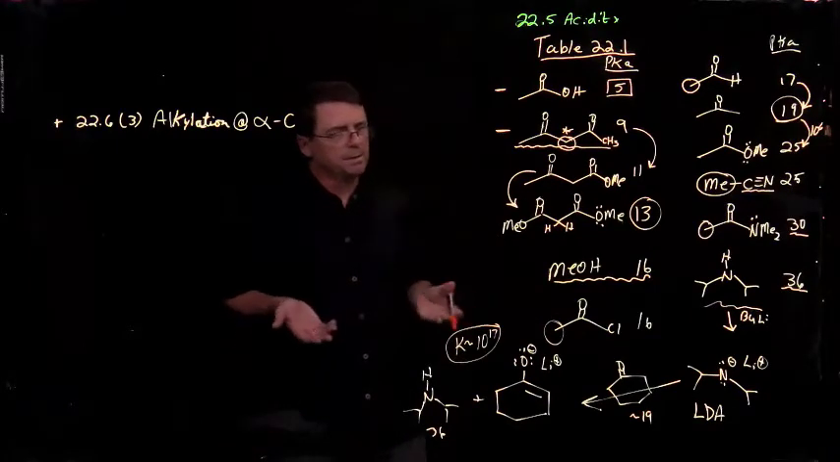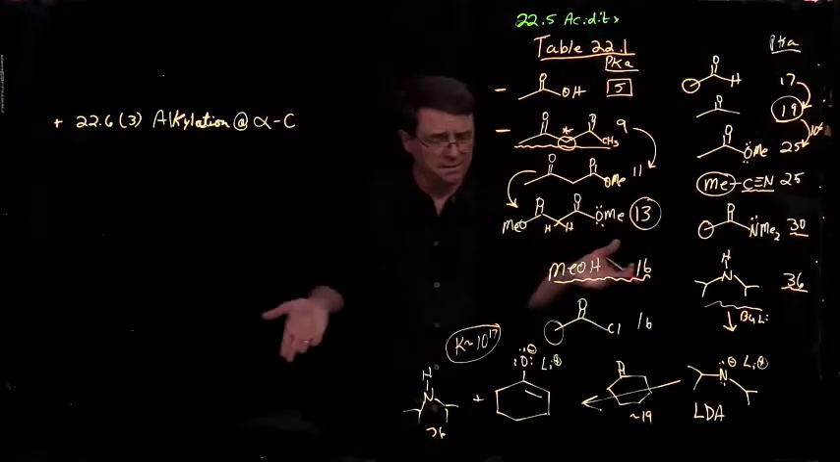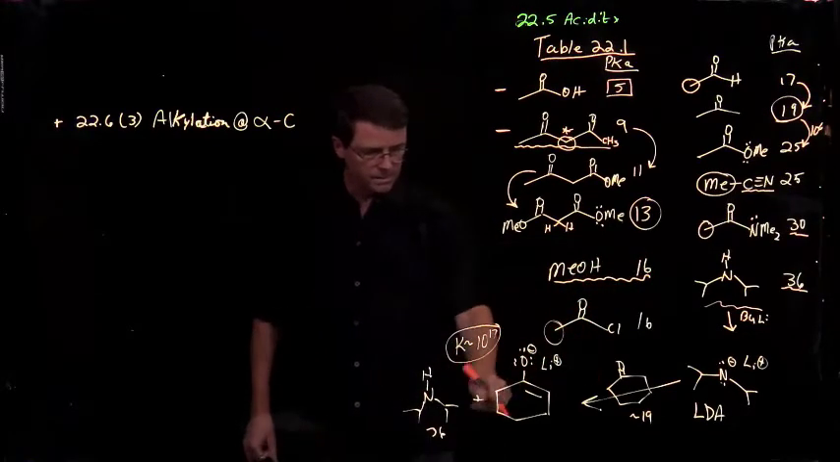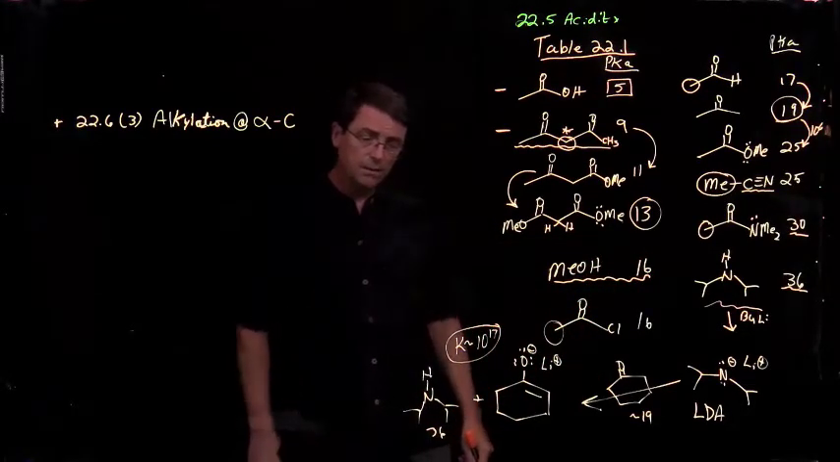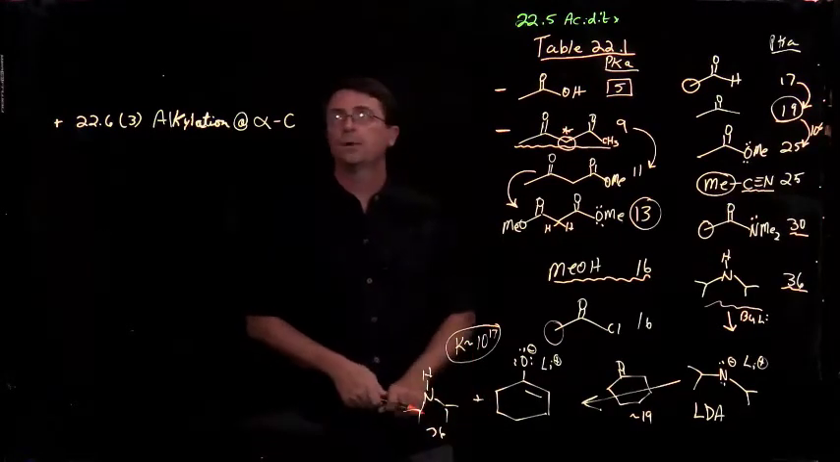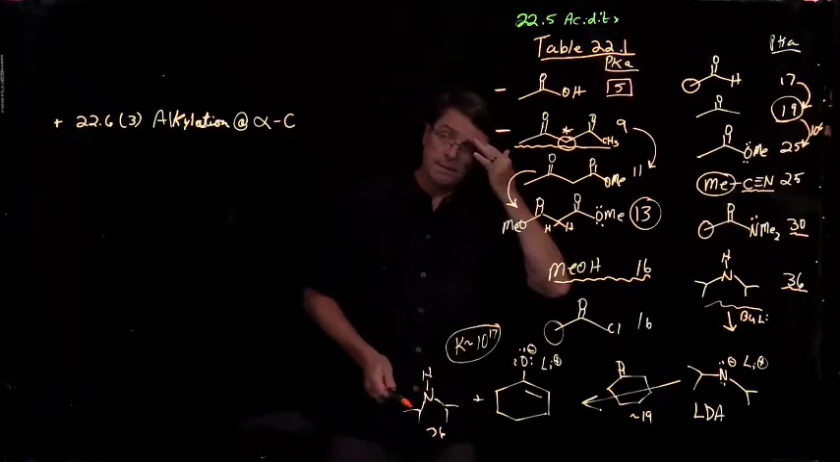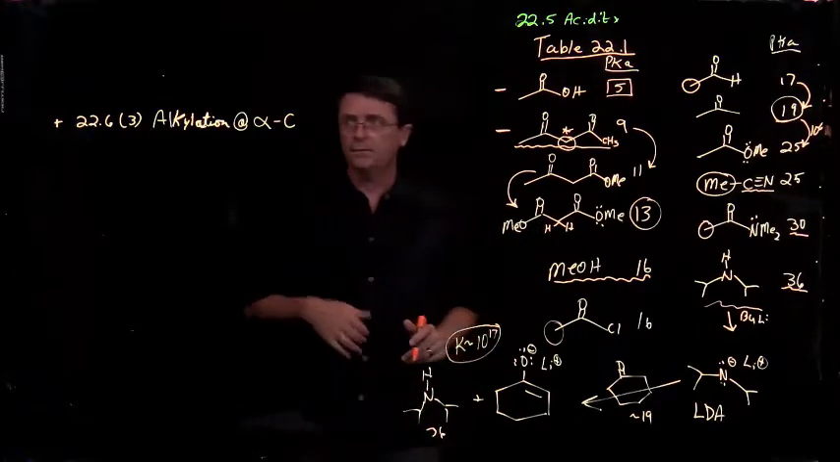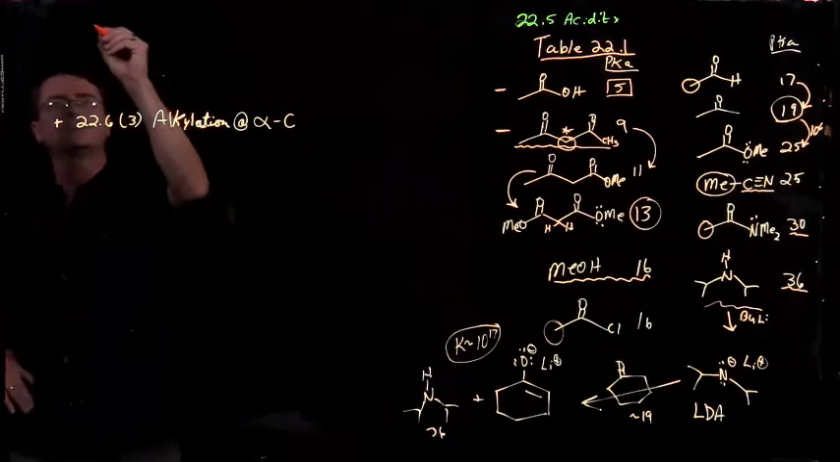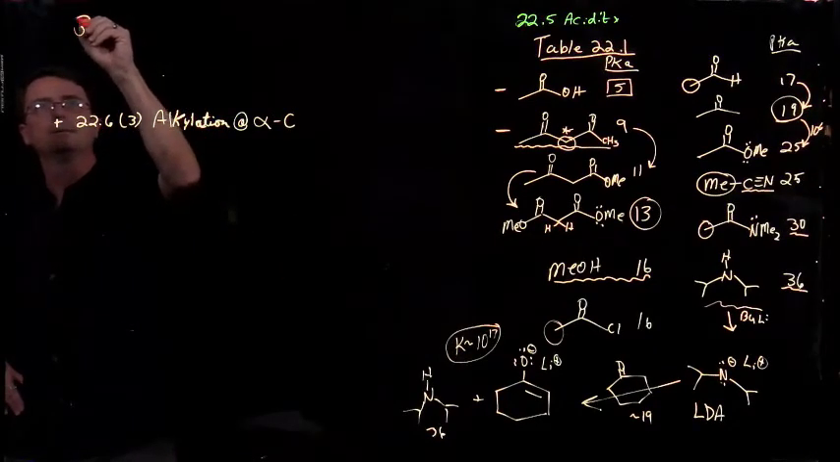For synthetic purposes, anything above 1,000 is effectively quantitative and irreversible. Okay? So this is a strong base. It's also a kinetic base, we'll see. That is, it takes the least substituted proton. All right, so that's LDA. Then what can we do with this? We can alkylate these. So let's look at the general reaction.